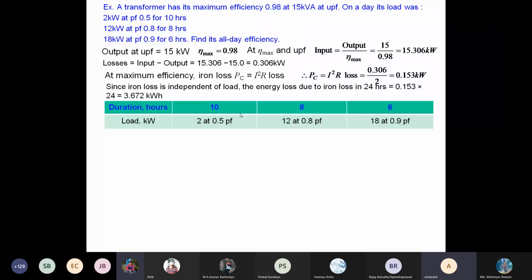Sir, what is the use of power factor given here? Like we can do 2 into 10 plus 12 into 8 plus 18 into 6. No, this is basically the load. You'll have to find out what the loss is also, the I square R loss. Yeah, sorry. This is the total power that you are enjoying. That is fine.